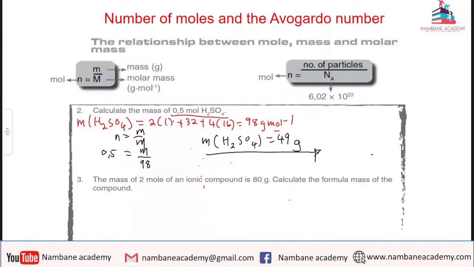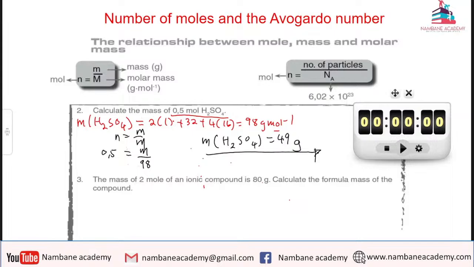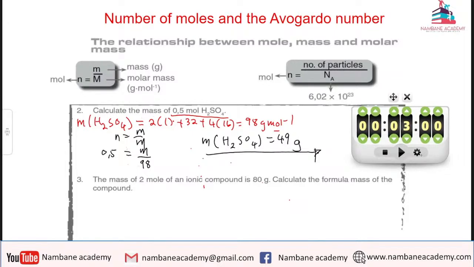Ladies and gentlemen, in the next 3 minutes, let's quickly do number 3. It says the mass of 2 mole of ionic compound is 80 grams. Calculate the formula mass of this particular compound. Just in the next 3 minutes.